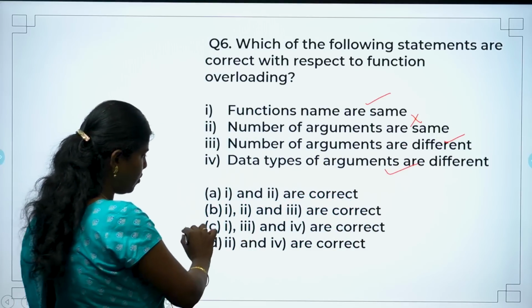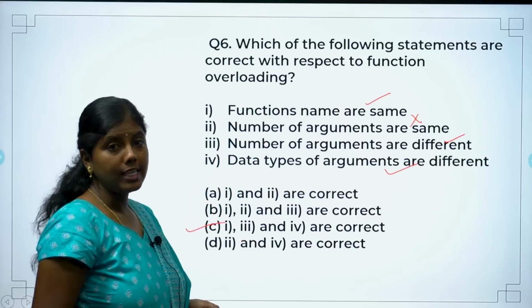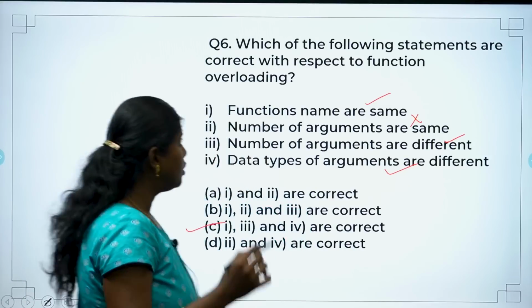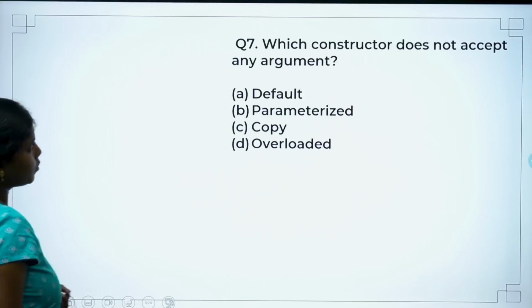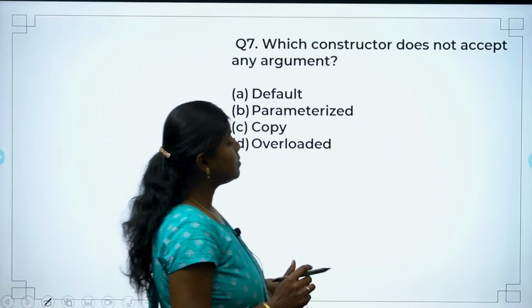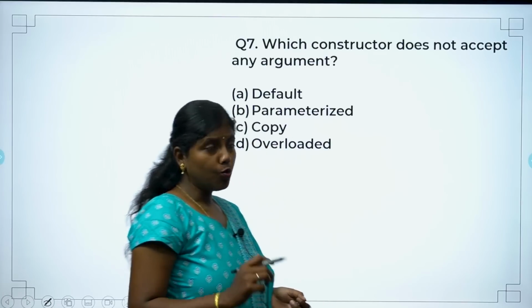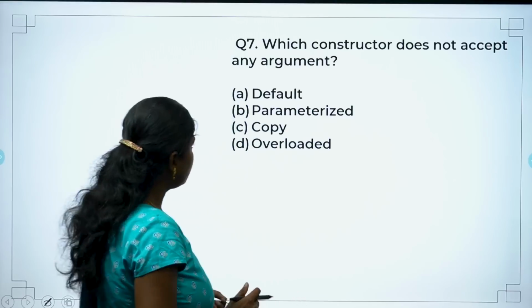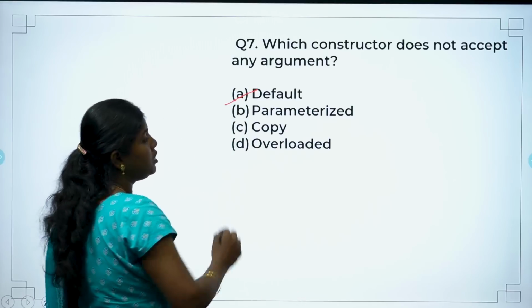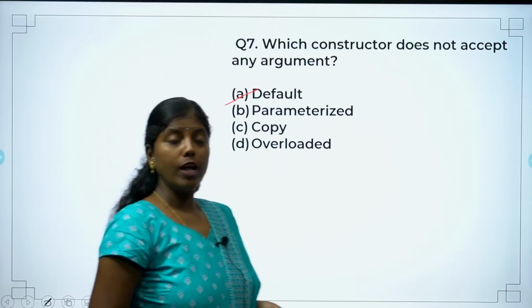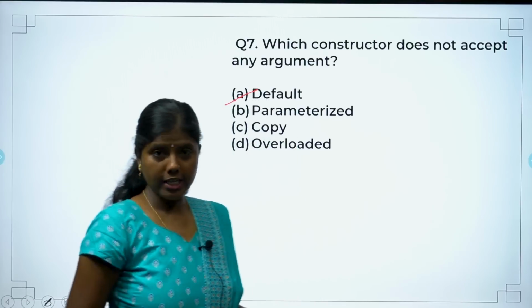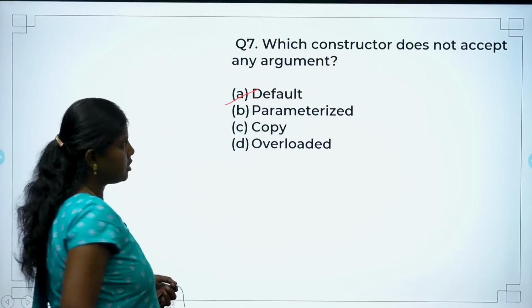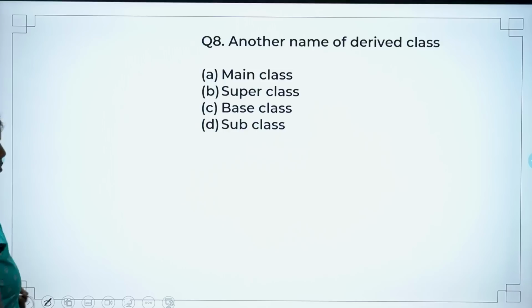So 1, 3, 4 means option C is the right answer. So we'll go to the seventh question. Which constructor does not accept any argument? So this is going to be default only, no? Default constructor is also known as zero argument constructor, isn't it? So default constructor does not accept any arguments.